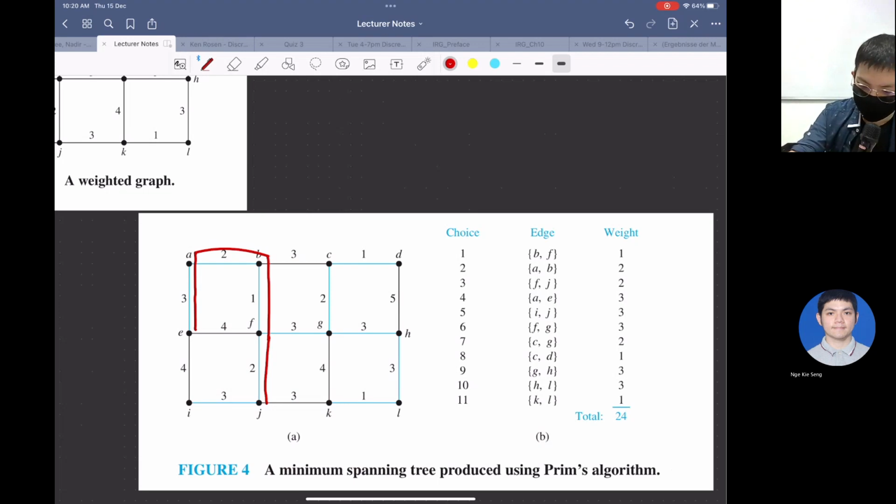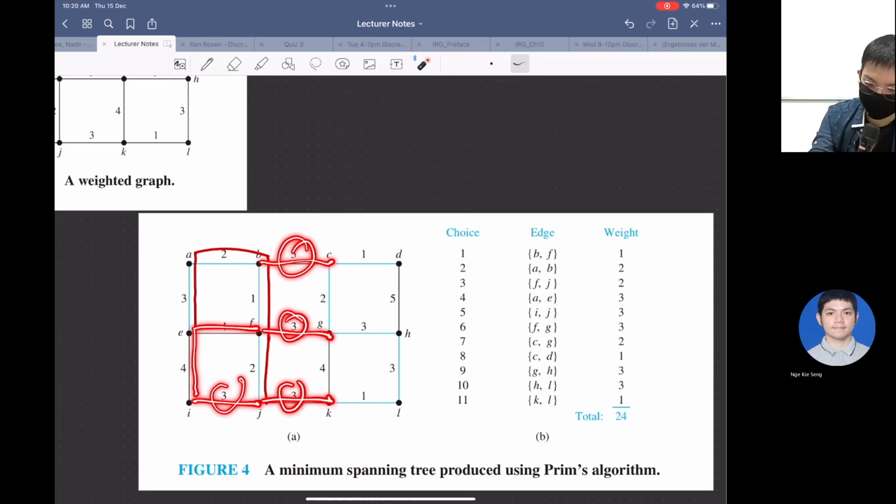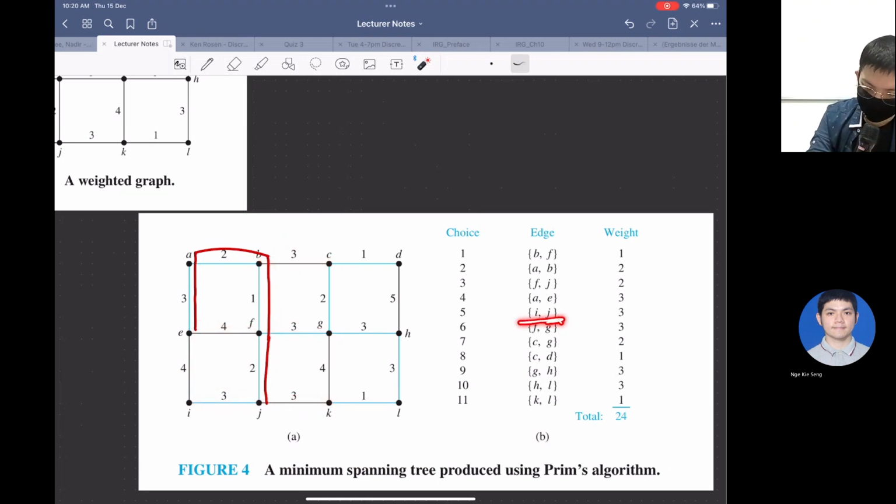Okay. Pick AE for now, and then next step they pick IJ. Okay. They pick IJ because if you look at EF, EI, IJ, JK, FG, BC, the smallest one is 3. Okay. And then they make a choice at IJ.